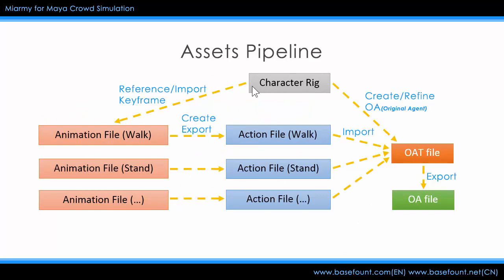This is a character rig. In one way, we export the animation, or we keyframe the animation and then export the actions. You can see that. And then in the other way, we created the origin agent, and to combine the actions and the origin agent together, we finally exported the OA file. This is the origin agent, the result production file.